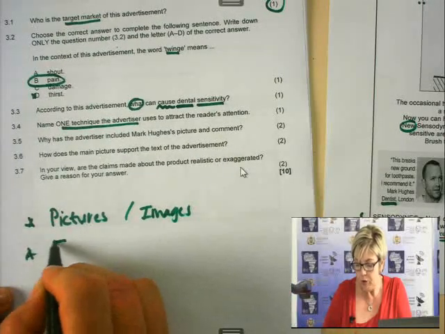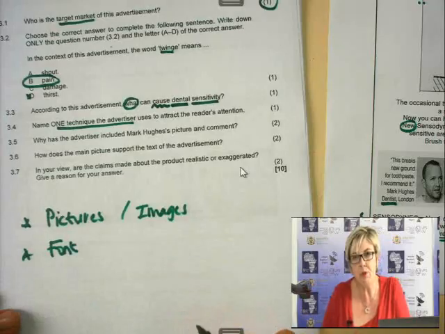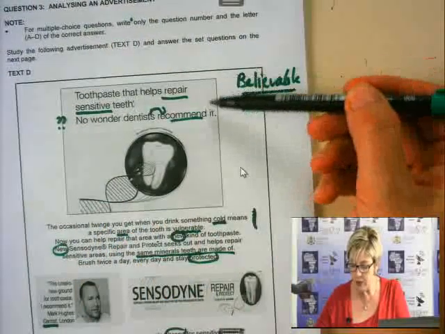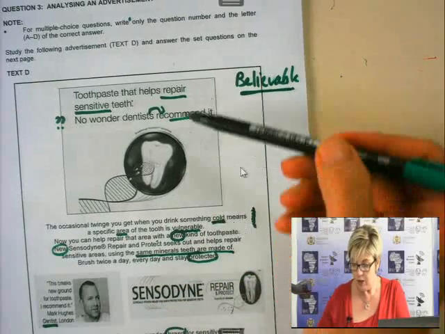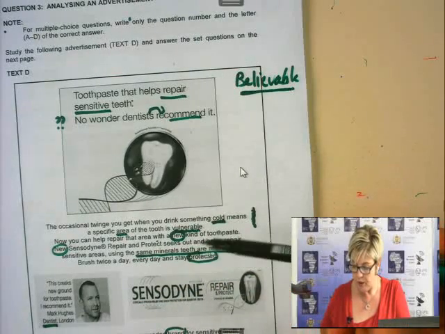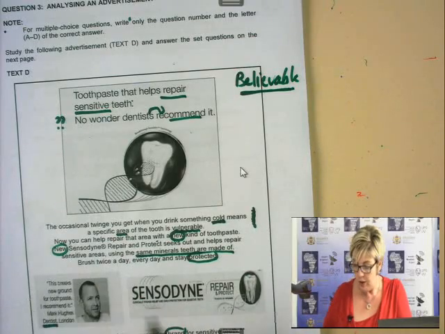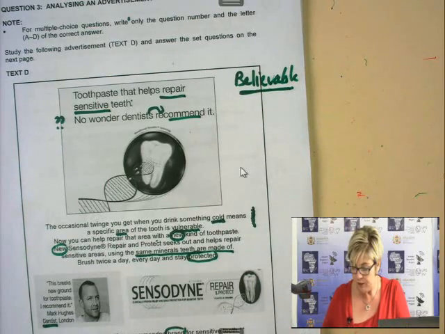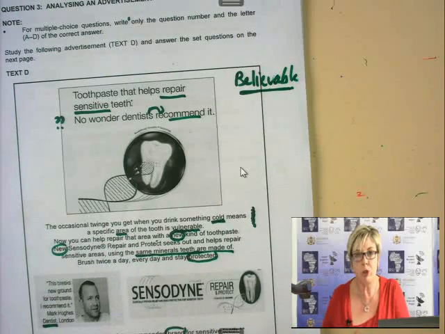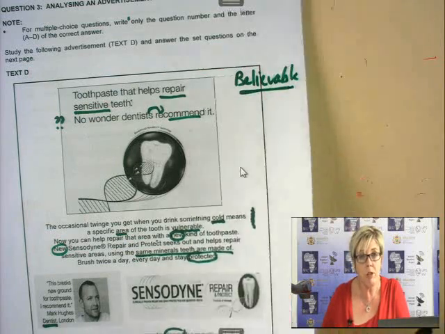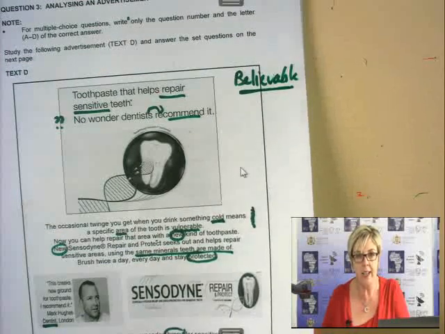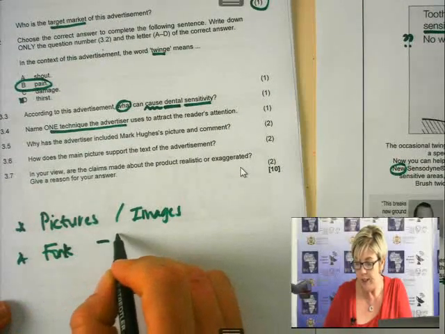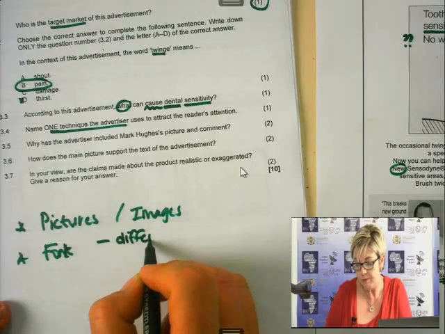Then we talk about font. Font is the types of letters that they use. Now, if you look at this advertisement, the letters aren't all the same size. Those letters are bigger. These are a little bit smaller. These are even smaller. Okay, here the name of the toothpaste, that's bigger again. So the font, the type of letter. And sometimes the letters don't look the same. Sometimes they are bold and dark. Sometimes they are in italics. Sometimes it's a different type of writing. So the font. And there we look at different types of letters.